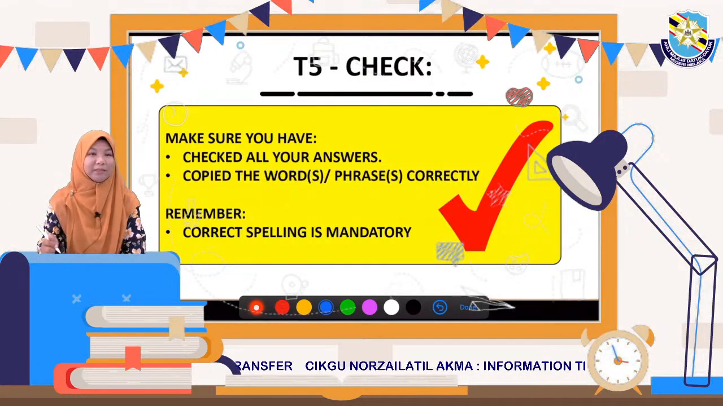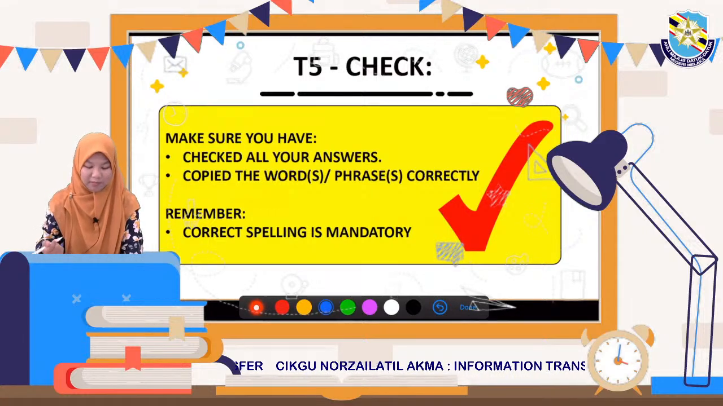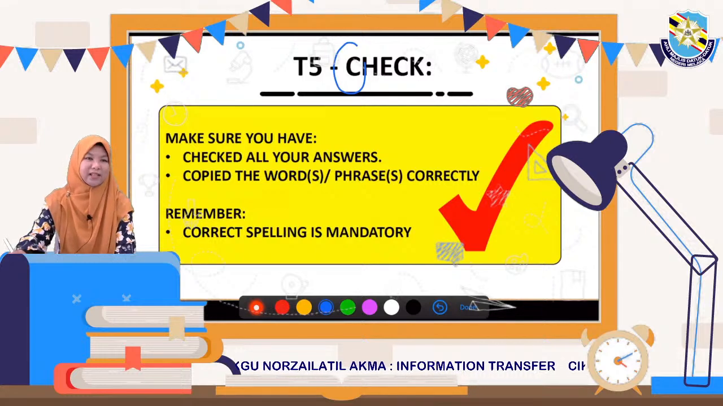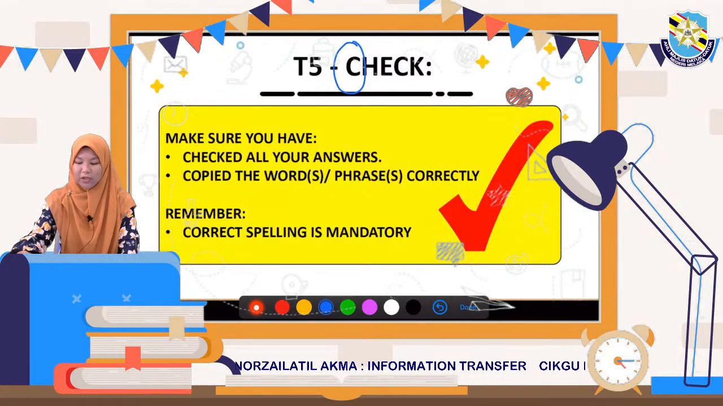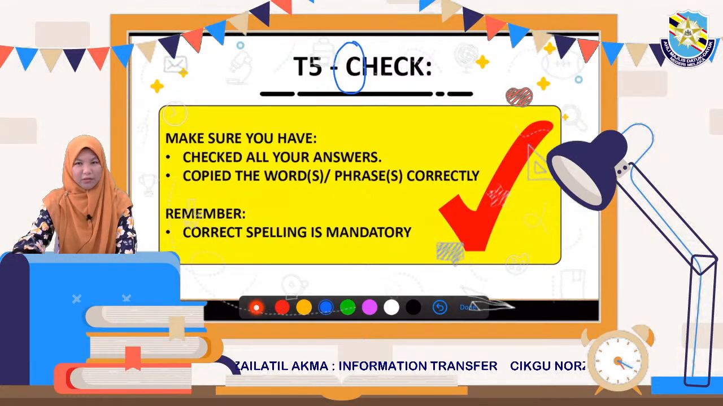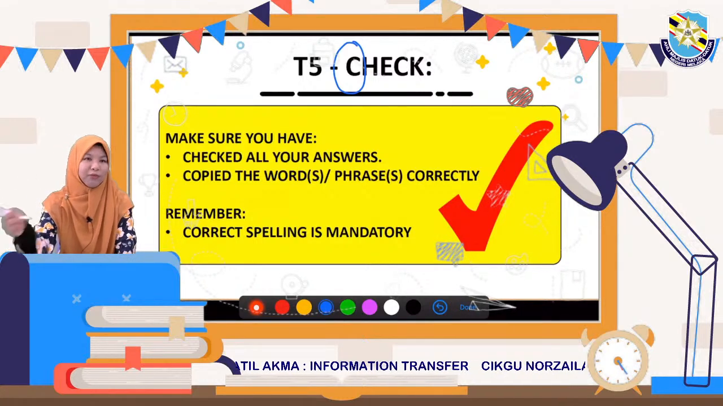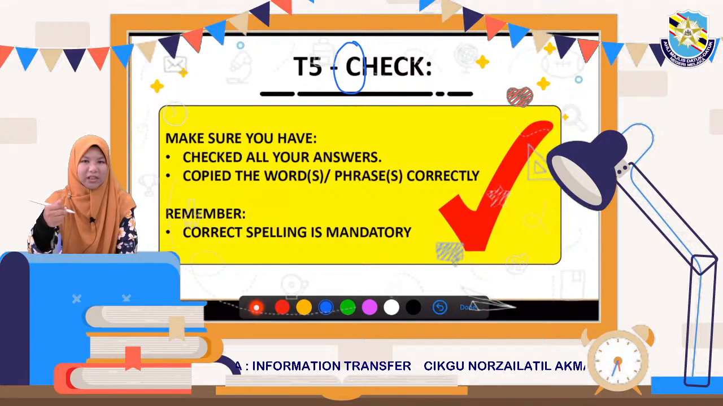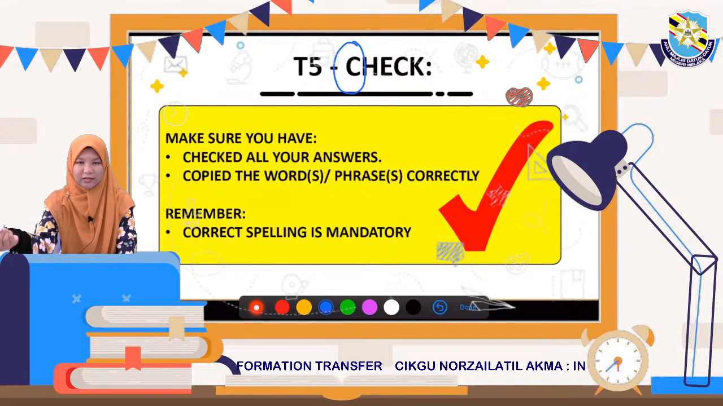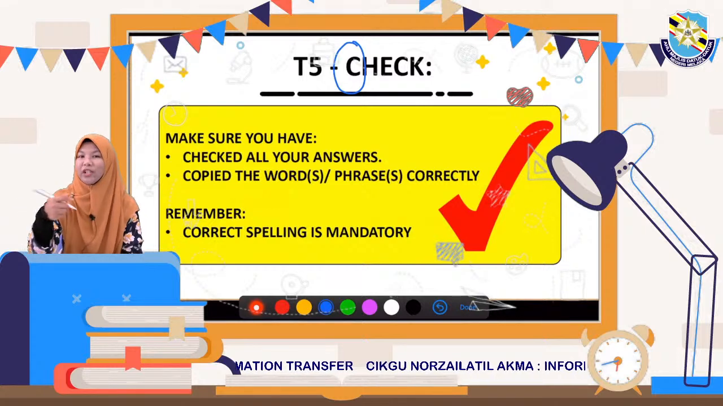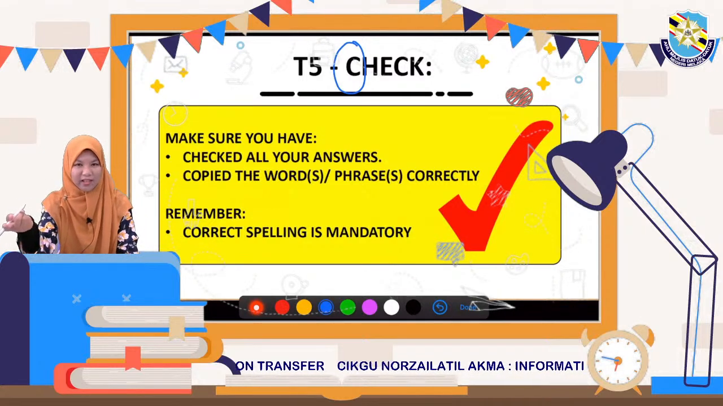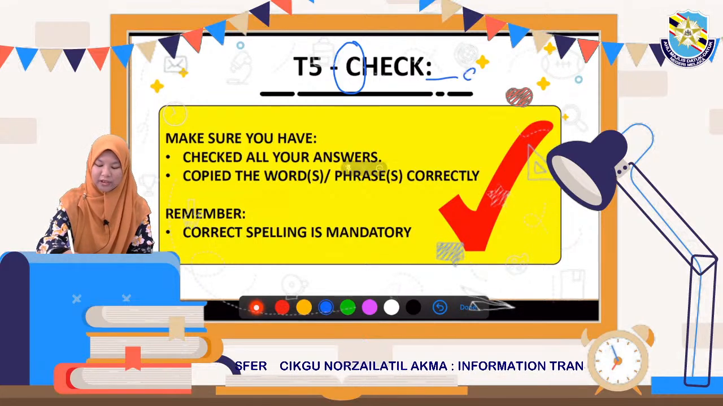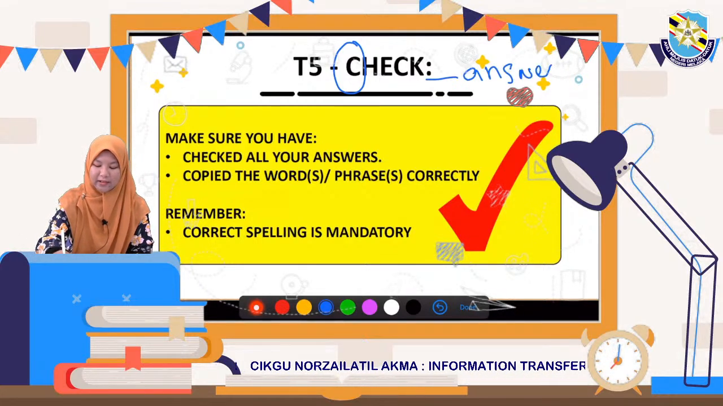Last tip, which is tip number 5 or technique number 5. It will start with C. C stands for check. What do you need to check? Once you have written your answer, before you submit your test paper, what is the most important thing that you need to check? Once you have submitted the paper, you cannot change it. It will be your answers.